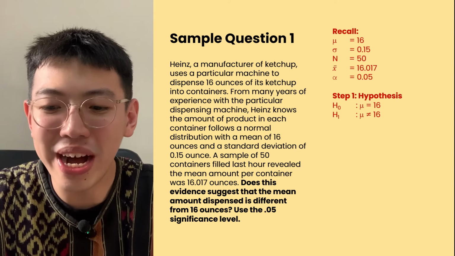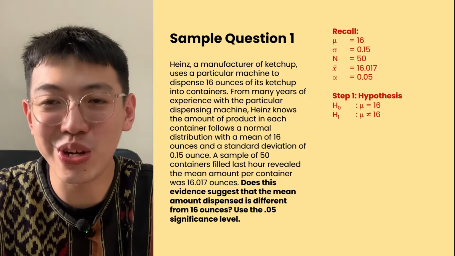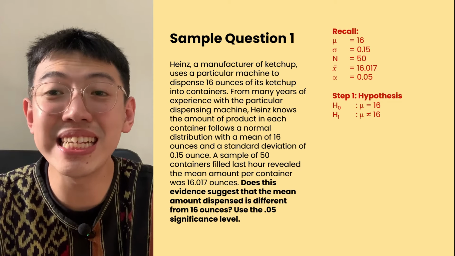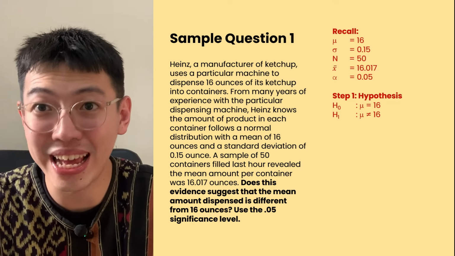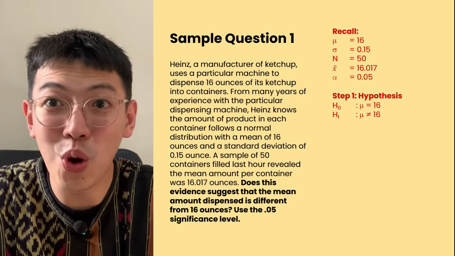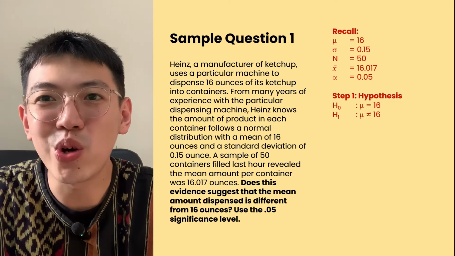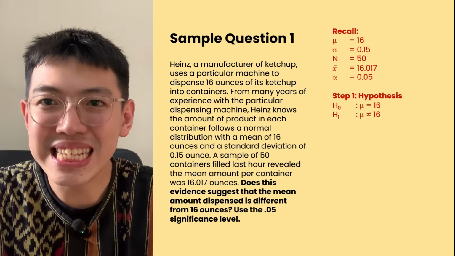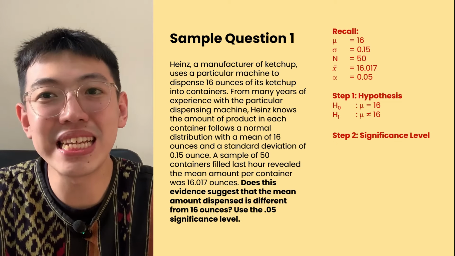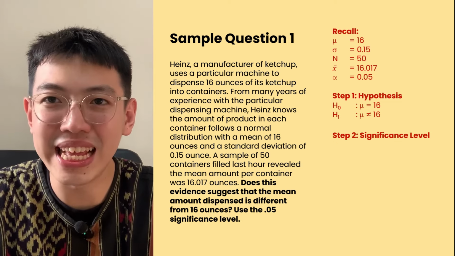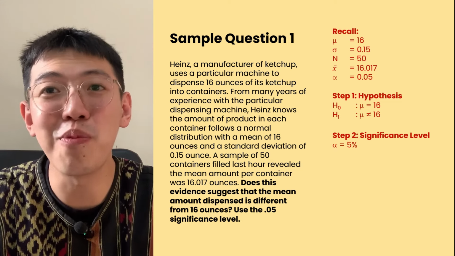So the H1: mu is not equal to 16. It is put in the H1 since it doesn't contain equality. While for the H0, it will be the opposite of H1, so the mean equals 16. The second step is to determine the significance level. The significance level stated is 5% or 0.05.